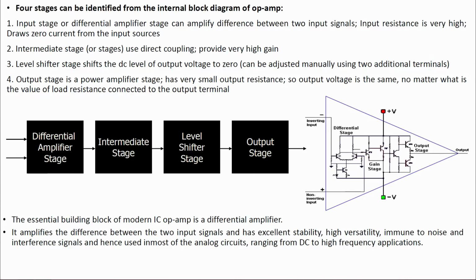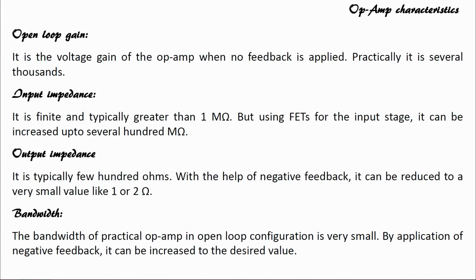Then we have seen the internal stages of the operational amplifier. It consists of a differential amplifier, intermediate stage, level shifter stage, and output stage, and most of the op amps are now replaced by MOSFETs. The internal circuit that you see here is BJT, but in most cases now we are using MOSFETs, alright.